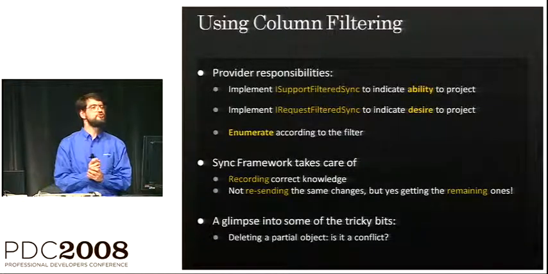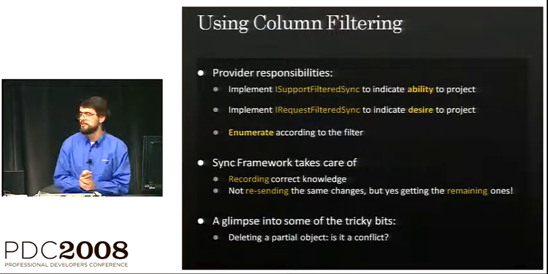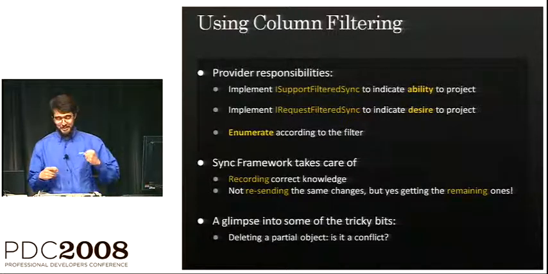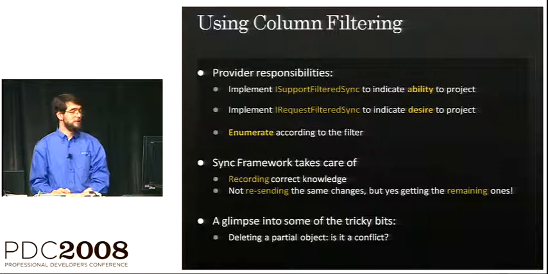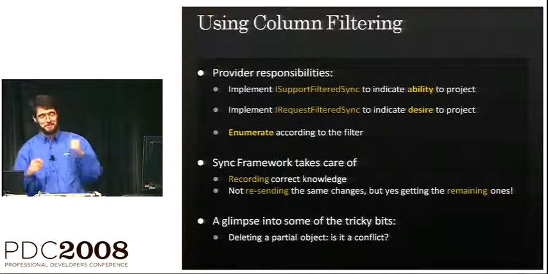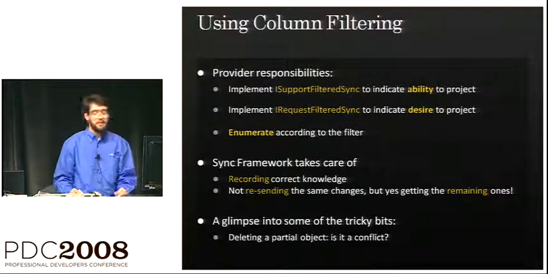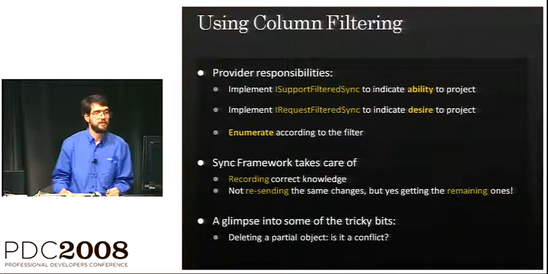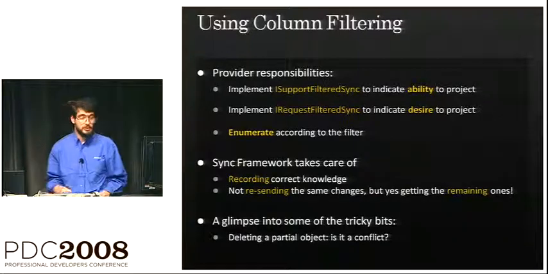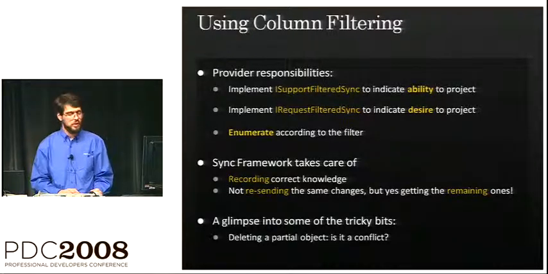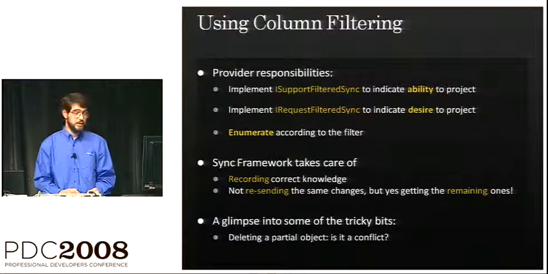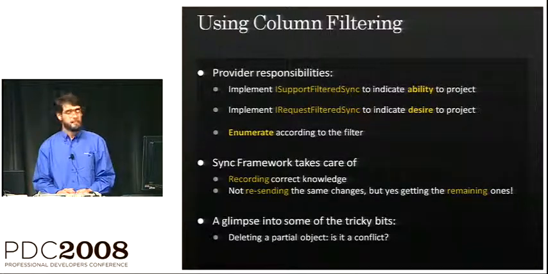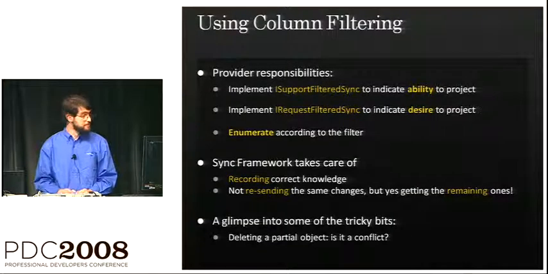There are many things that I've oversimplified as far as description of column filtering that pain me to skip because they're so interesting and so fascinating. So I'll just mention one of them. And if anybody is interested in this at all, look me up. What should happen if you delete an object for which a replica only has part of the data? Is it a conflict, or should this be allowed? This turns out to be a rather non-trivial question to which we have some interesting answers, which don't complicate the model for provider writers, but are quite fascinating to implement. All right.